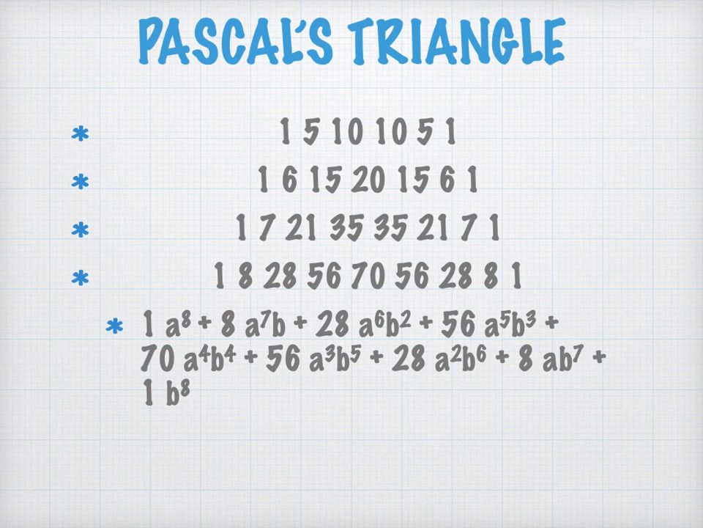So we take those numbers off Pascal's triangle and drop them into the stuff we already had with the variables and their exponents. So now we have 1 a to the 8th, plus 8 a to the 7th b, plus 28 a to the 6th b squared, plus 56 a to the 5th b cubed, plus 70 a to the 4th b to the 4th, plus 56 a cubed b to the 5th, plus 28 a squared b to the 6th, plus 8 a b to the 7th, plus 1 b to the 8th. Now obviously we normally wouldn't write the ones, but I did it in here to illustrate the point.